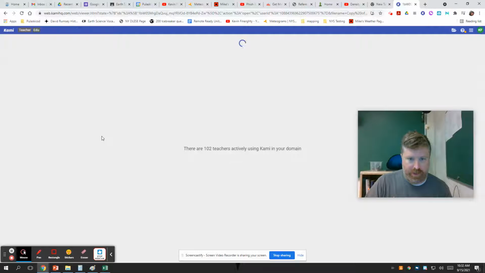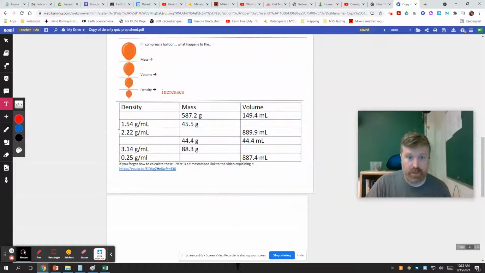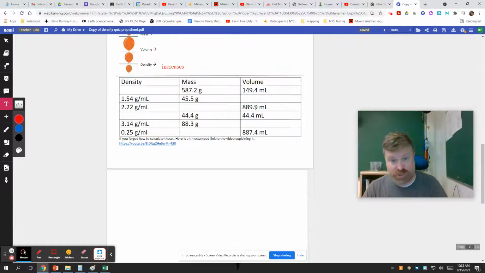Just looking for some blank paper here, which this is doing nice and quickly. All right, there we go. So you've got to be able to solve these. There's just no way around it.